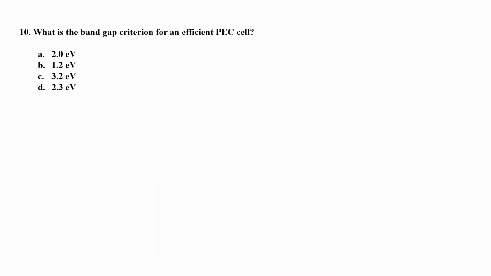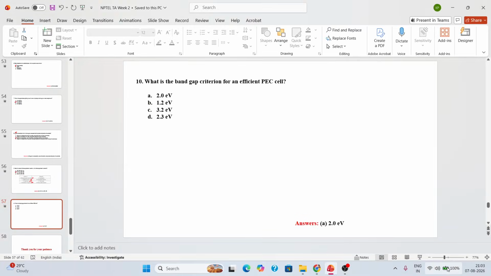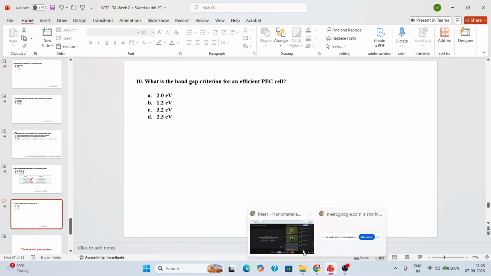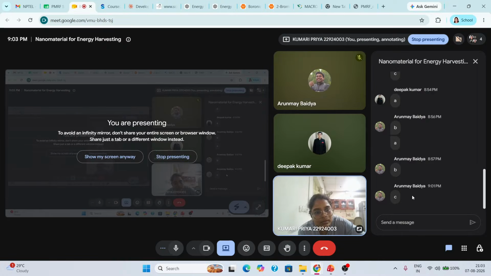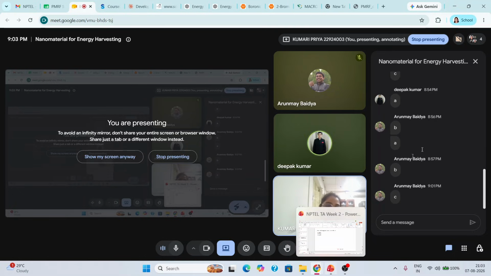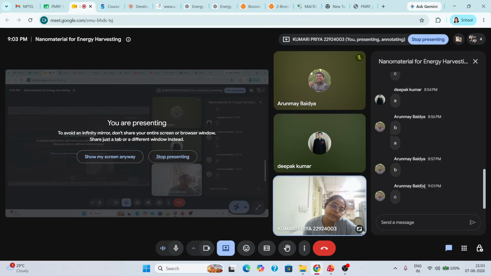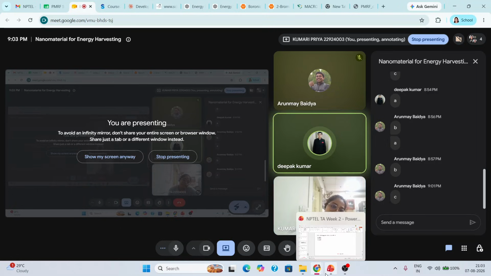Now, the last question: what is the band gap criteria for an efficient PEC cell? It is B, number 1.2 electron volt. Did you guys answer? What is the band gap criteria for an efficient PEC cell? 1.2 electron volt.